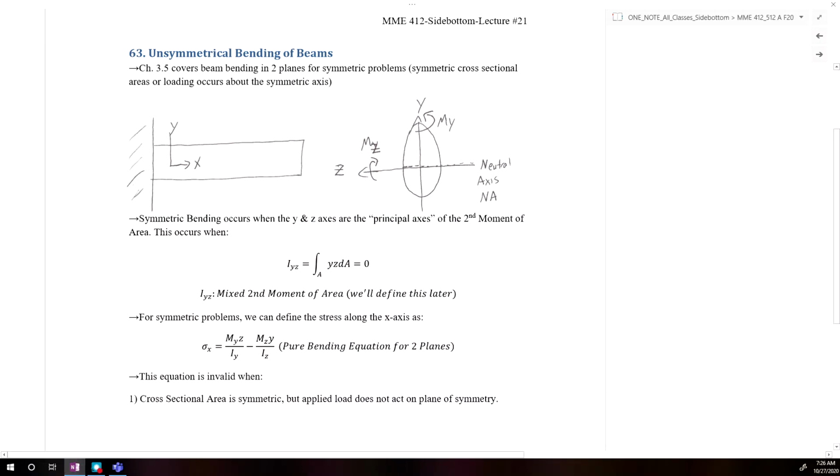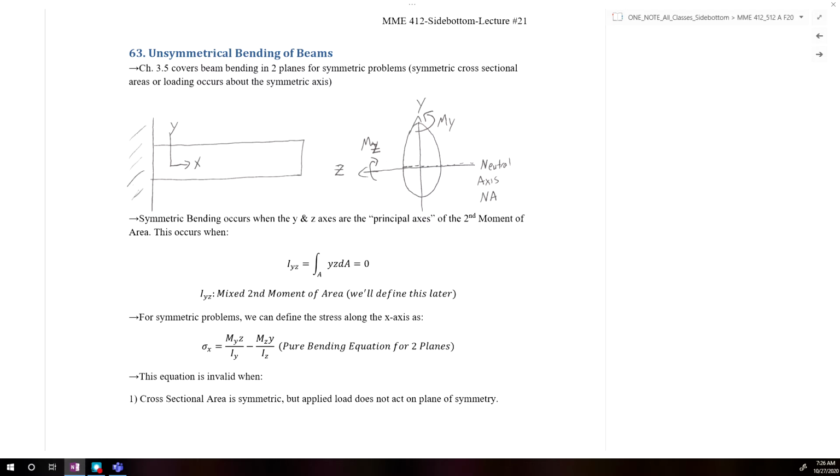So in this video, we're going to introduce the case of unsymmetrical bending of beams. We're going to identify in what cases you're going to use the techniques that we're going to cover during the next set of videos for lecture 21.